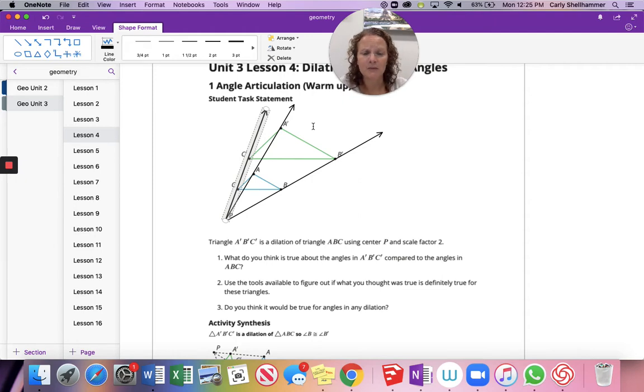scale factor of 2. We've learned how to do that. So what do you think is true about the angles in ABC compared to the angles in A prime, B prime, C prime? What do you think? Use the tools available to figure out if what you thought was true is definitely true for these triangles. So pause for a second. We're going to go over to GeoGebra.